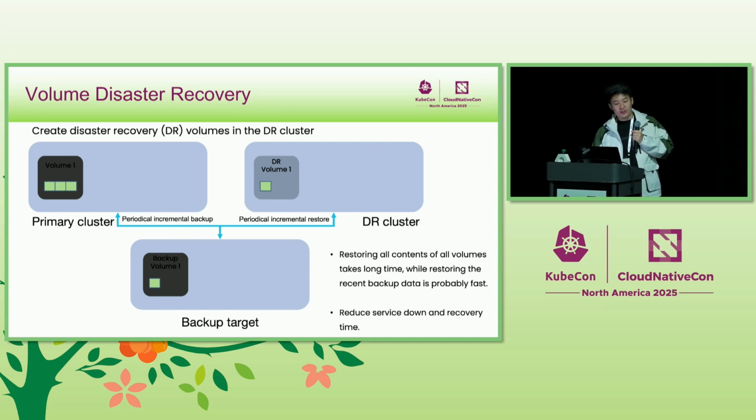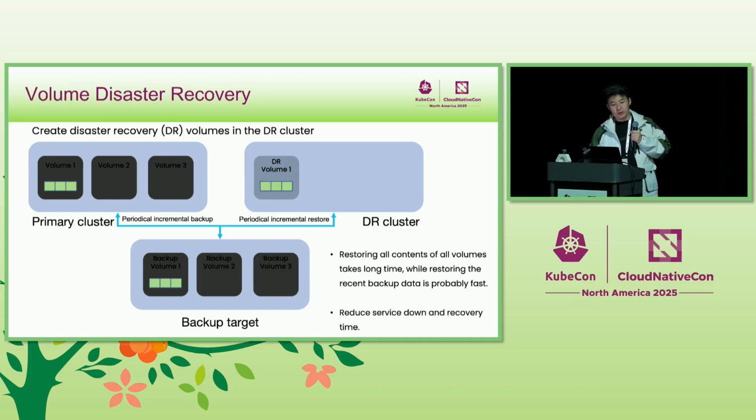Later on, if more data is generated in the primary cluster, then we can do incremental backup, as we mentioned before. Then later on, the DR volume will monitor the change in the corresponding backup volume and fetch the latest data only. If there are more volumes, we can create more backups and then create more DR volumes coordinating.